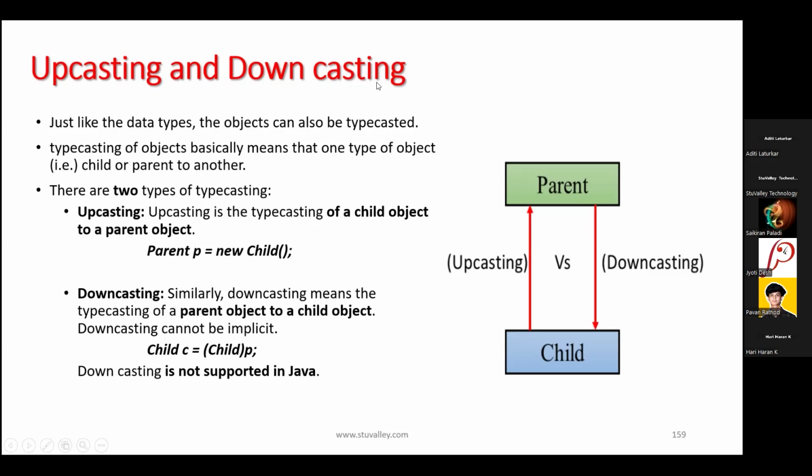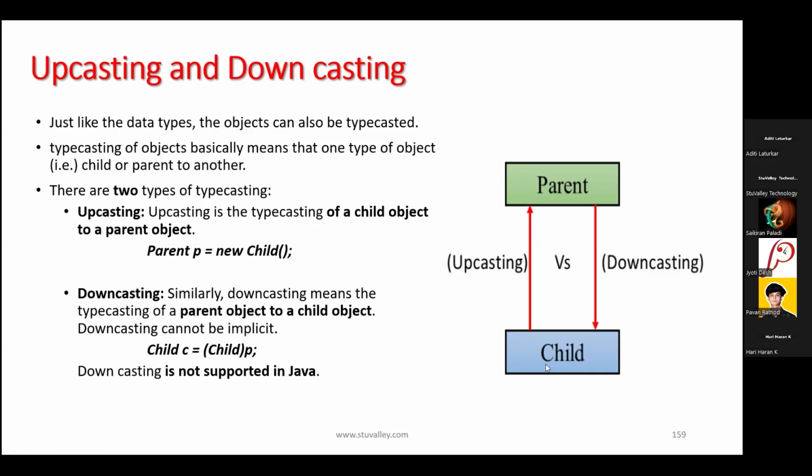Typecasting is always possible in the parent-child relationship, that is nothing but inheritance. So there are two types of typecasting. First one is upcasting and second one is downcasting. Upcasting, we have already seen in multiple examples up till now. That is typecasting of a child object to a parent object.